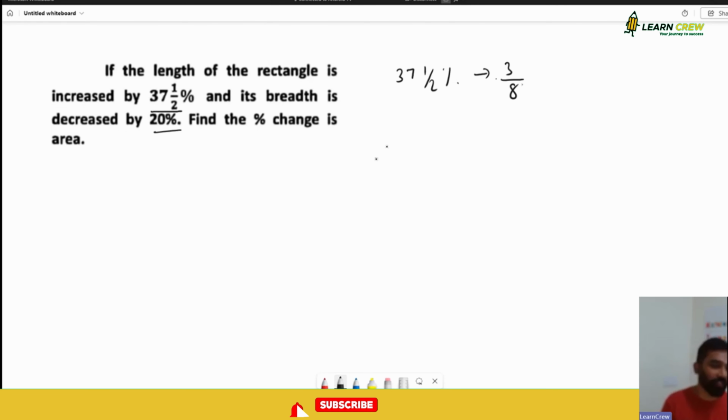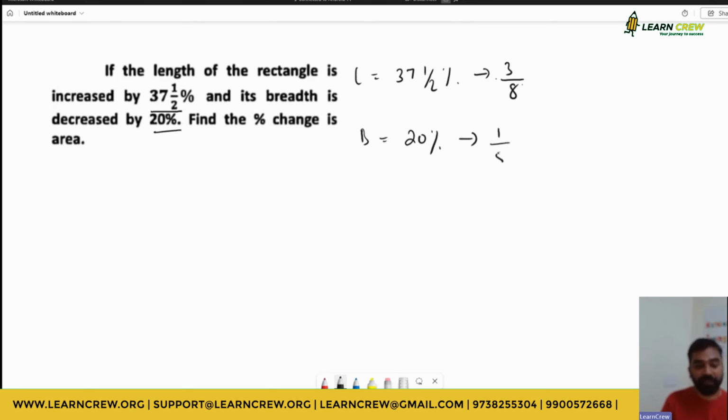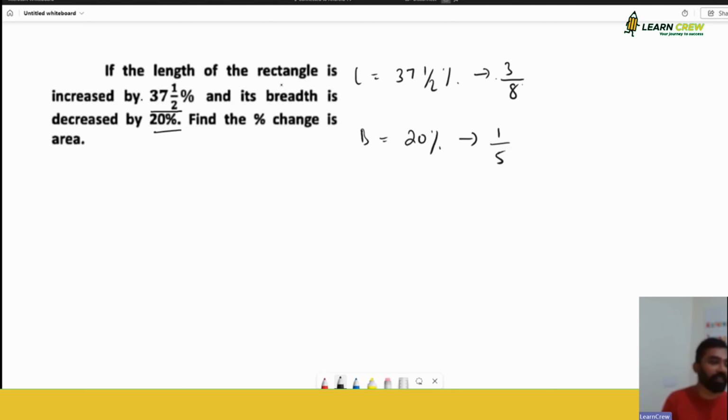Okay, this is the fraction. So this is for the length. What is the breadth? 20%. How can I represent 20% in terms of fraction? 1 by 5. Now, if the length of the rectangle is increased by 37.5%, increased means then what happens? Now from this point, it is getting increased by 3 parts.